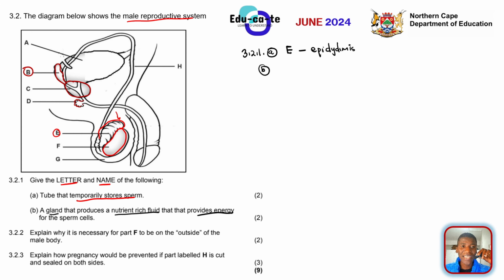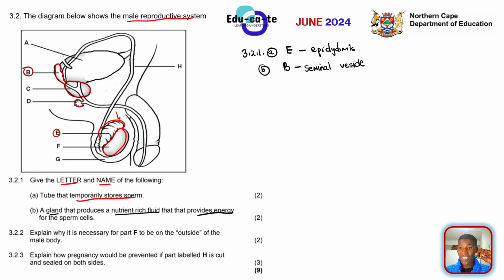So each and every gland here secretes a certain fluid that helps with sperm development, sperm growth and protection. We know that the seminal vesicle is the one that produces a nutrient-rich fluid. And that nutrient-rich fluid provides the energy for the sperm cells. So we can say that our answer there is B, because we have already identified that B is our seminal vesicle.